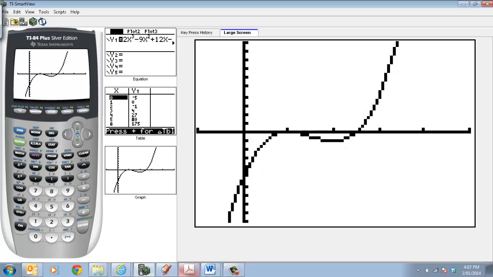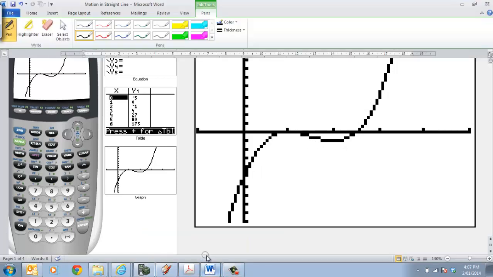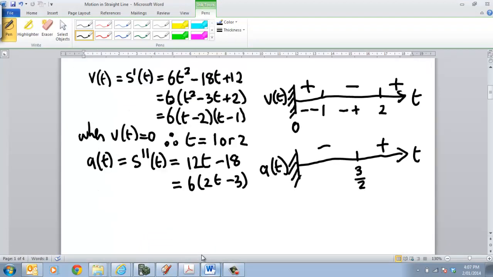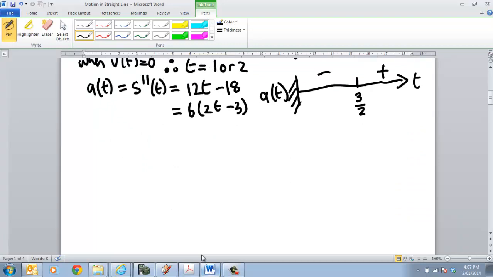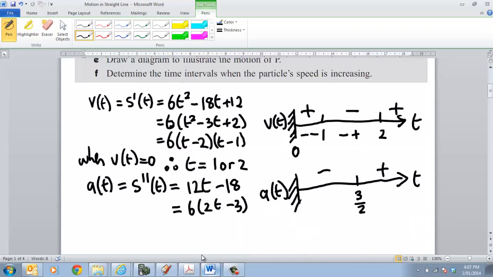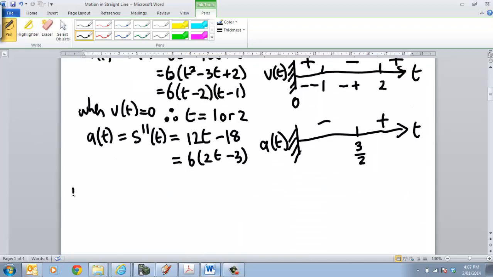So I know that's going to be true, and it matches with what we'll be working on later on. Now, we haven't done all this work yet, so we'll be talking about those terms. So in part A, I've actually done my sine diagram for that. Find the expressions and draw your sine diagrams. Find the initial conditions in part B.